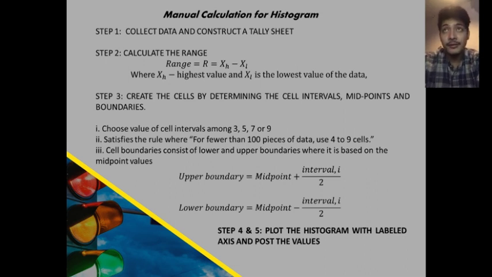But before we proceed to the boundaries, the first thing that we have to do in step 3 is to choose the value of cell intervals, which consists of odd numbers such as 3, 7, 5 or 9. Secondly, satisfy the rule whereby for fewer than 100 pieces of data, use 4 to 9 cells. The third point is cell boundaries, consisting of lower and upper boundaries, which are based on the midpoint values, which you can see here based on the formula. Okay, the final step is to plot the histogram with labelled axes and post the values.